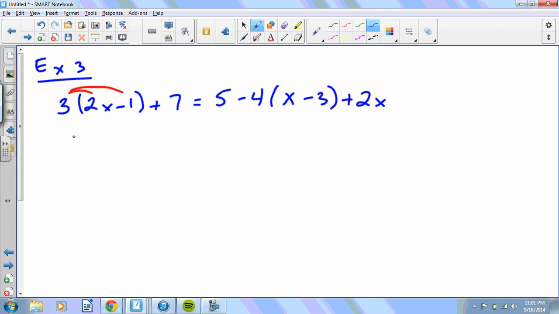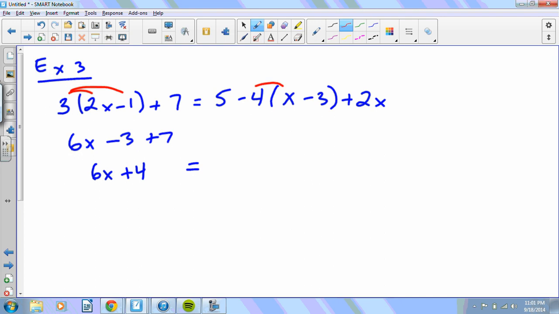So 3 times 2x, you get 6x. 3 times negative 1 is negative 3, and then plus 7. Be careful of your addition. It's a negative 3 and a positive 7. Not 3 plus 7, it's negative 3 plus 7. Those are my like terms. That gives me a positive 4. Okay, so the left side, taken care of as much as possible.